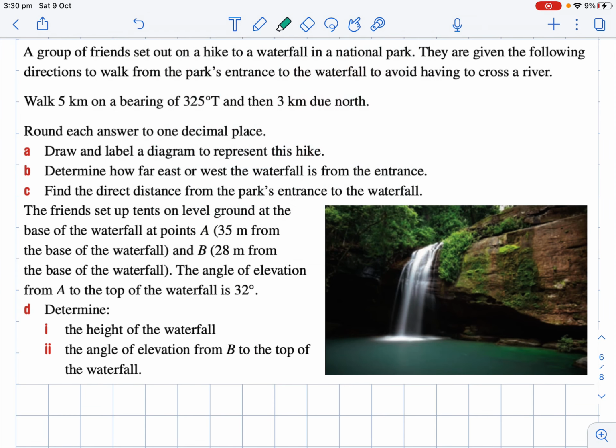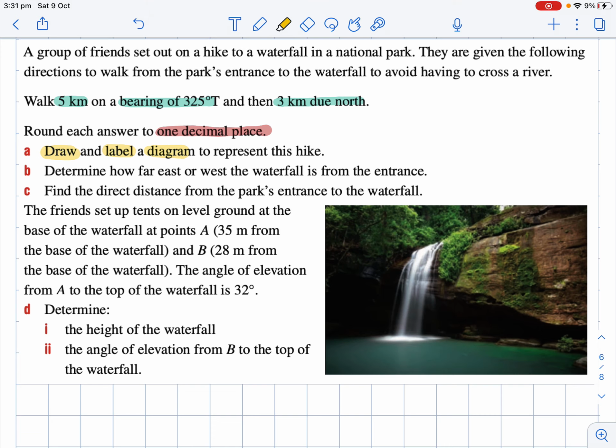So let's read through this and highlight the key information. So a group of friends set on a hike. They're given the following directions. Walk 5 kilometres on a bearing of 325 degrees true, then 3 kilometres due north. We're going to round each question to one decimal place. Don't need to highlight that whole bit. Let's actually just go back a step there and highlight just the one decimal place. All right, what is the key questioning word here? We need to draw and label a diagram. So let's highlight all parts, draw and label a diagram.